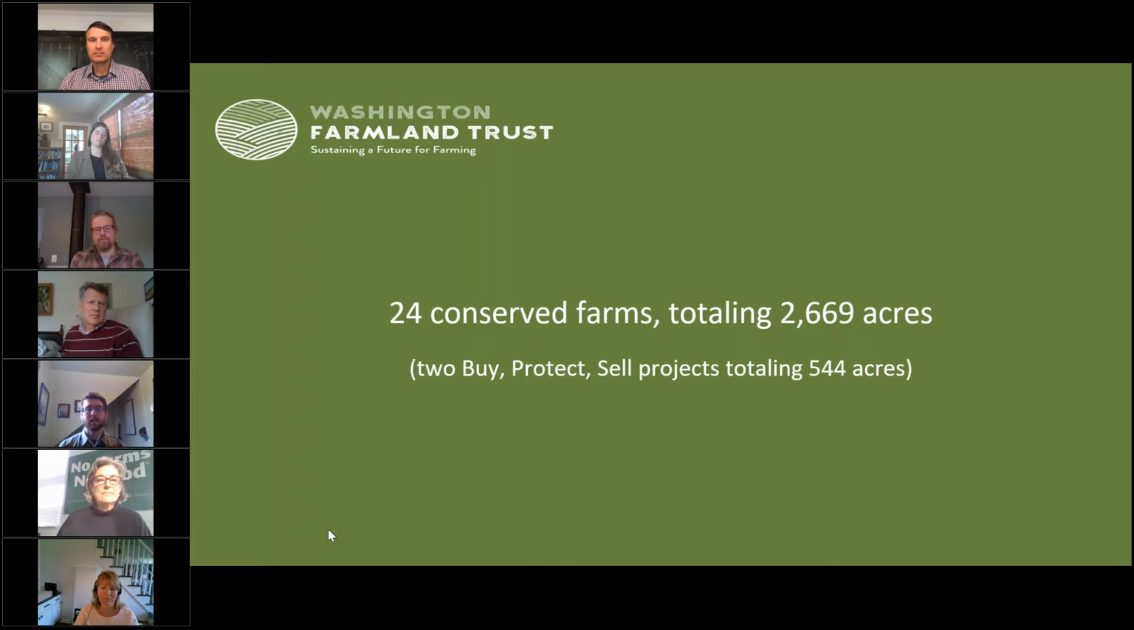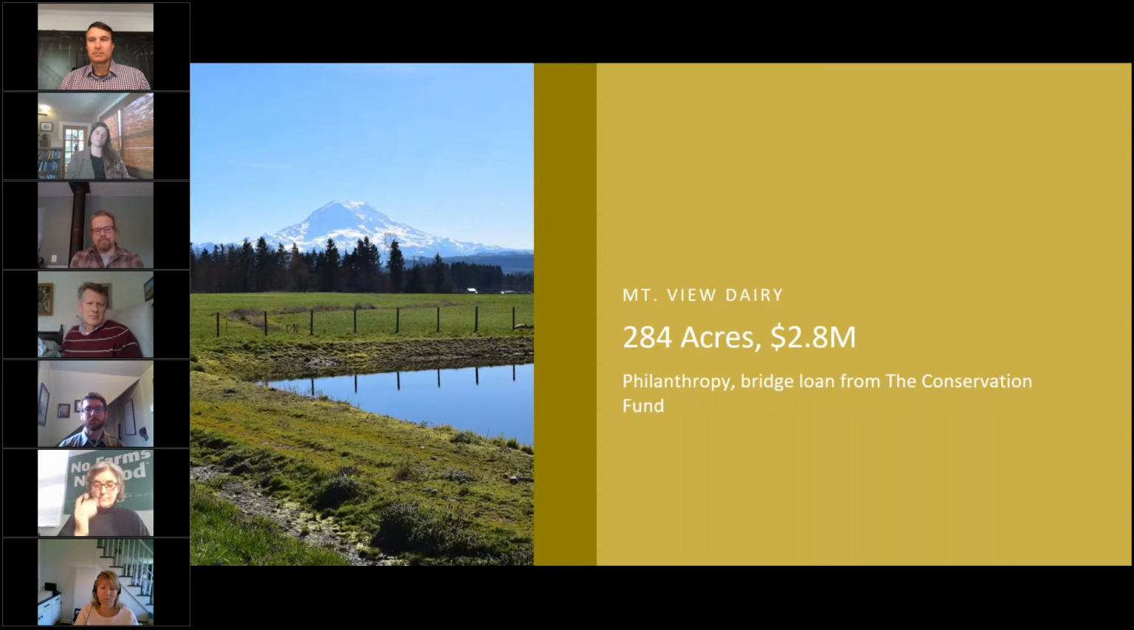If you want to go to the next slide, I'll just touch really briefly. So this was our first project that we took on using this model. We purchased the fee interest in 2016 for just under $3 million, using our own capital and then also a bridge loan from the Conservation Fund.